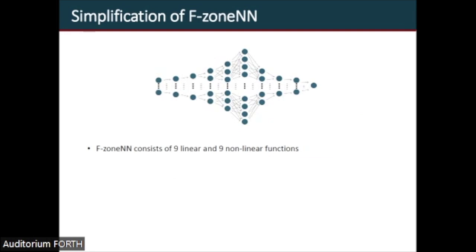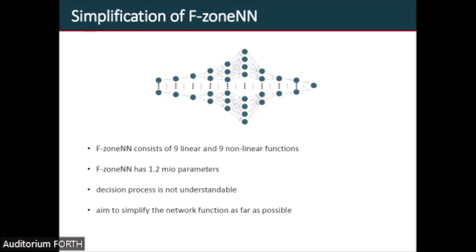However, this network, while it's quite a simple one, consists of 9 linear and 9 nonlinear functions and has 1.2 million parameters. And as I said, it's simple. There are networks with a lot more parameters or functions. Still, the decision process is not understandable at all this way. And therefore, what we did was we tried to simplify the network function as far as possible to gather in the end an explainable function.